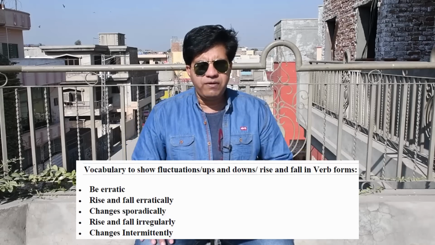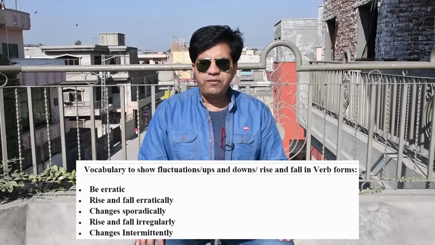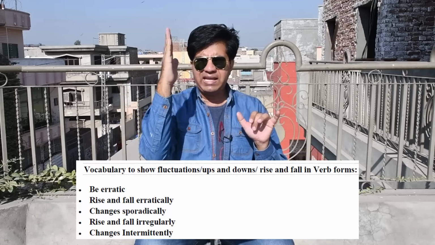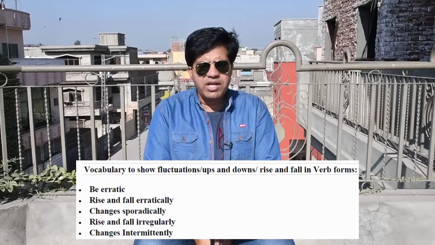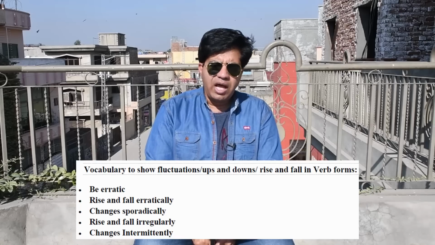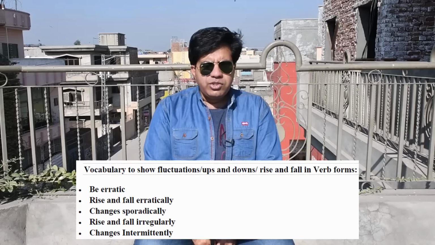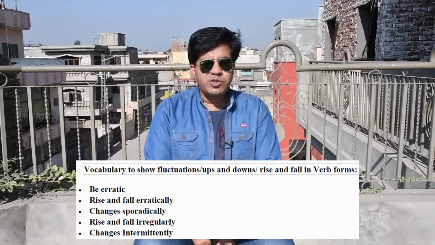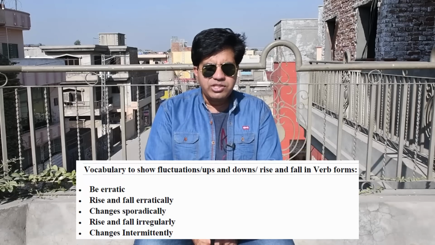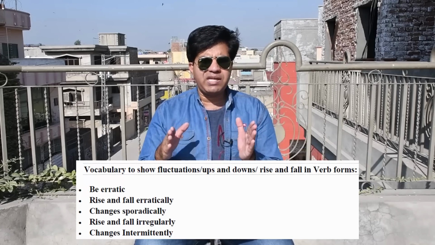So these are the words which you can use for highest point, which I told you before, and the words I recently told you, you can use them for the lowest point. Now let's go on. We've got vocabulary to show fluctuation, ups and downs, rise and fall in verb forms. Be erratic. Be erratic means it was standing tall like this. Rise and fall erratically. So this is for fluctuations, ups and downs, and rise and fall. Changes sporadically means fluctuations. Rise and fall irregularly means fluctuations. Changes intermittently means there were fluctuations.